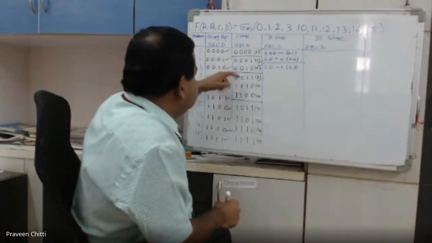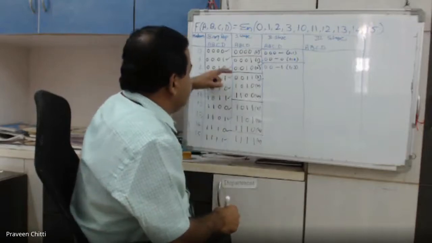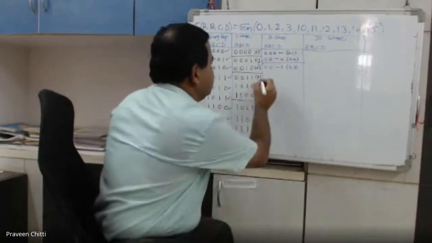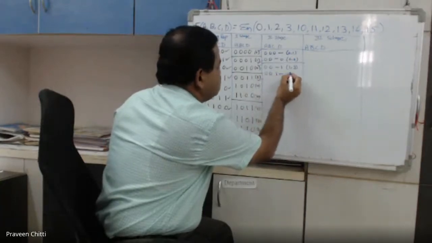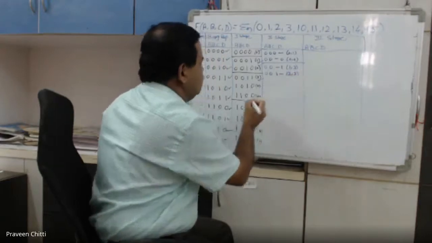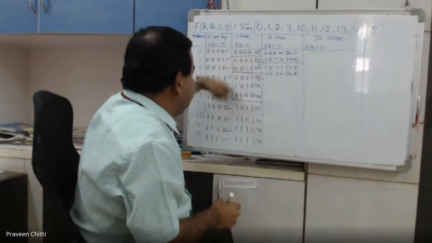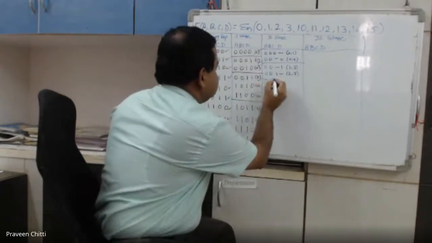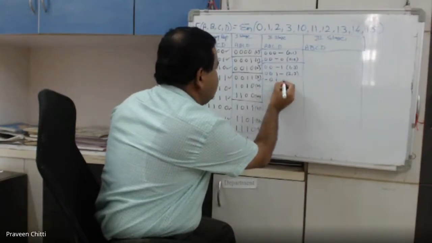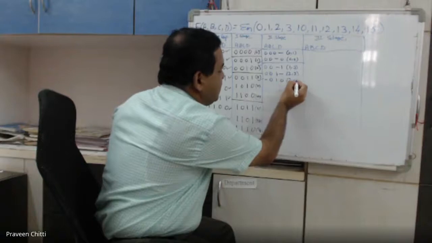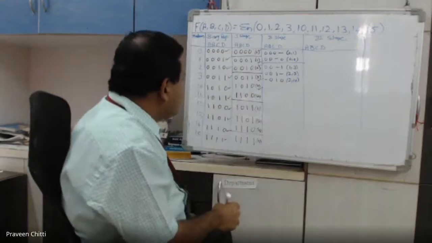Then 1 and 10 cannot be combined, and 1 and 12 also cannot be combined. Then 2 and 3, yes, I can combine again, and I can write this as 0, 0, 1, dash, by combining 2 and 3. Then 2 and 10, is it possible? Different, same, same, same. Yes, dash, 0, 1, 0. This is by combining 2 and 10. And then 2 and 12, it's not possible.